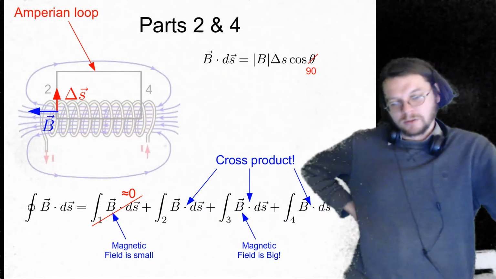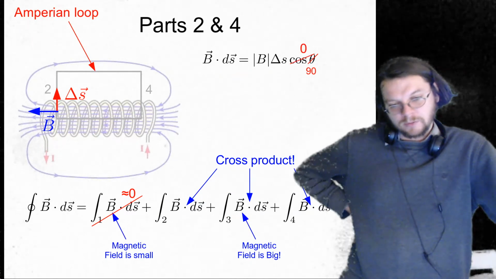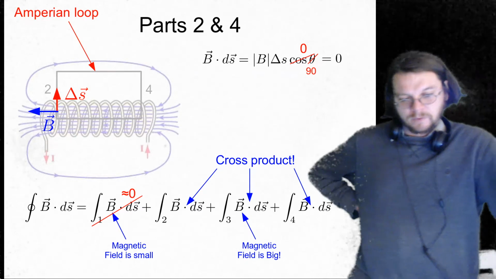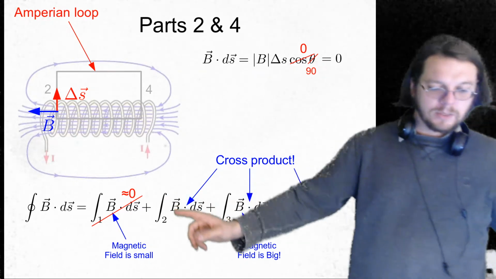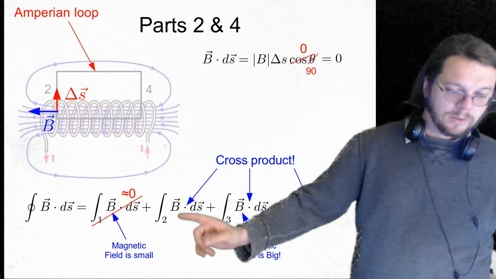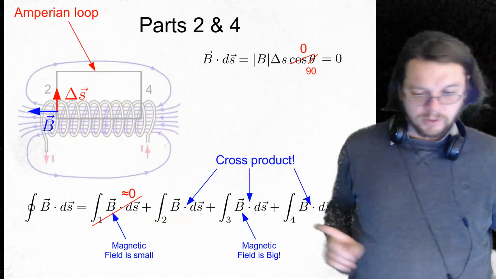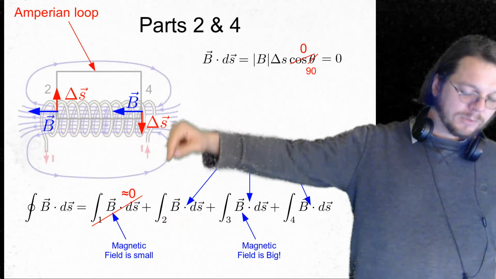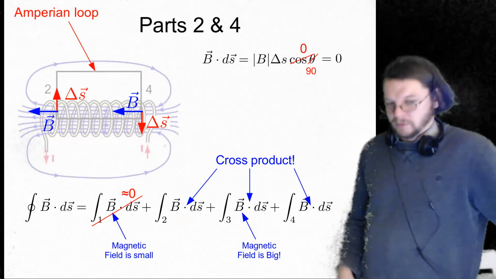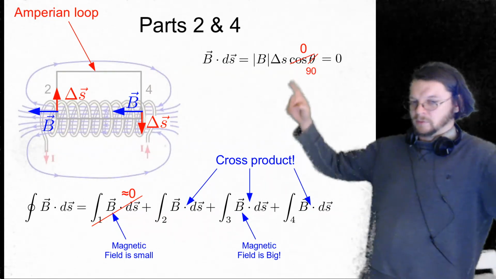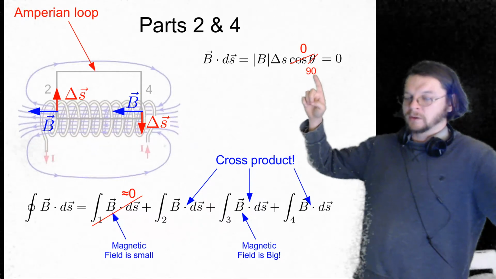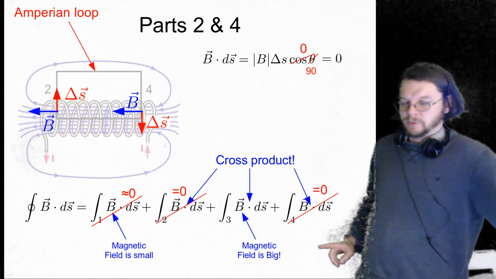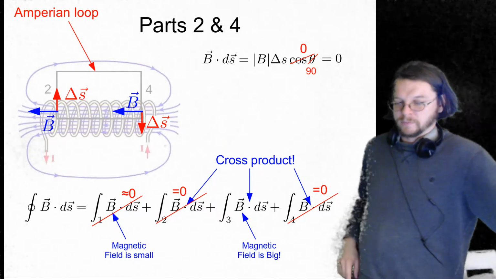Cosine of 90 degrees, if you look that up, is 0. And so this whole thing ends up equaling 0. So that means that this term is 0. But there's also this leg number 4 over here. Leg number 4, the path is going this way, but it's still 90 degrees from the magnetic field. And so you are also going to get a cosine of 90 here. Cosine of 90 is 0. This equals 0. So both of these things are going to give you 0.